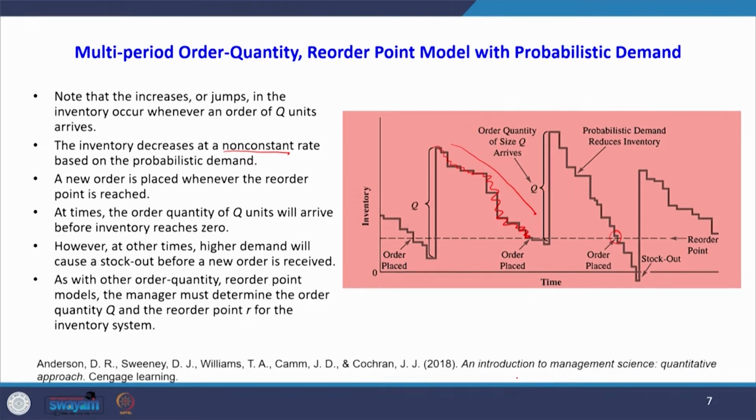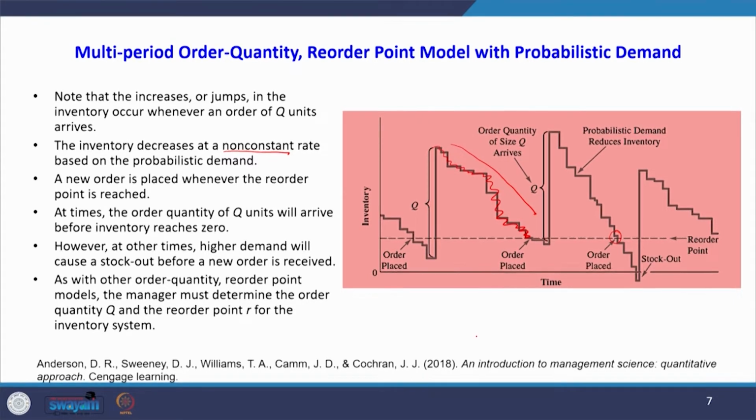At times, the order quantity of Q units will arrive before inventory reaches 0. Okay. So, what will happen? This Q unit may arrive before it reaches 0. You see here, before it reaches 0, we have started to order.